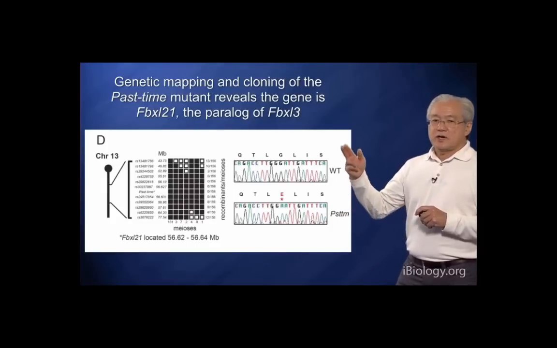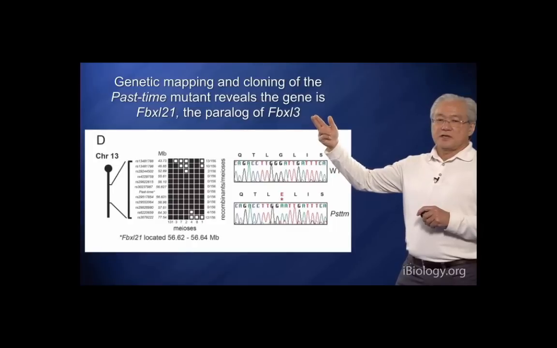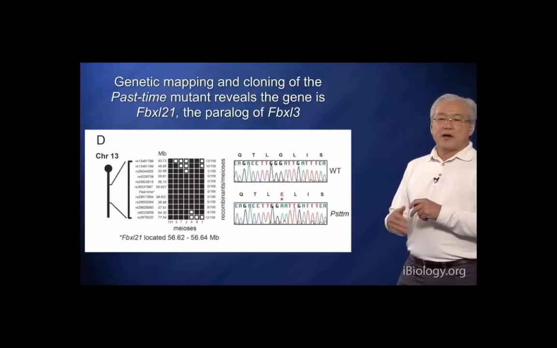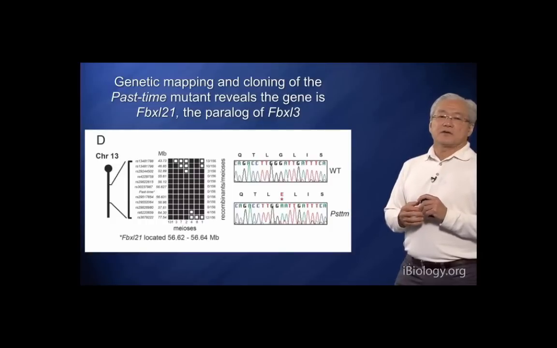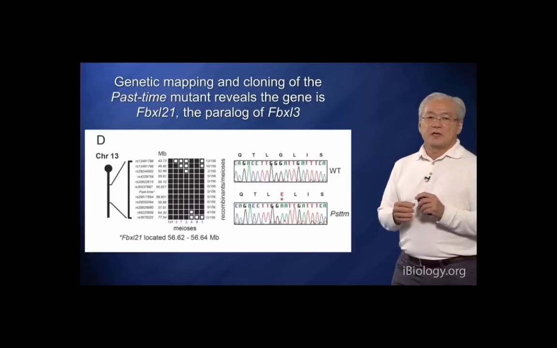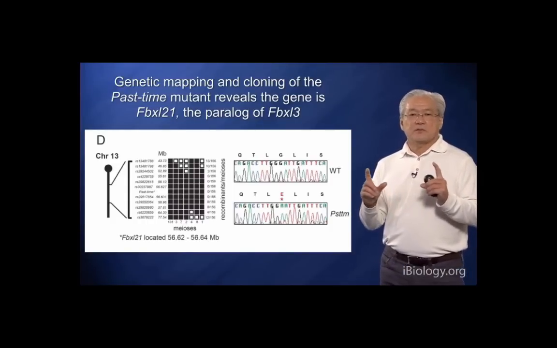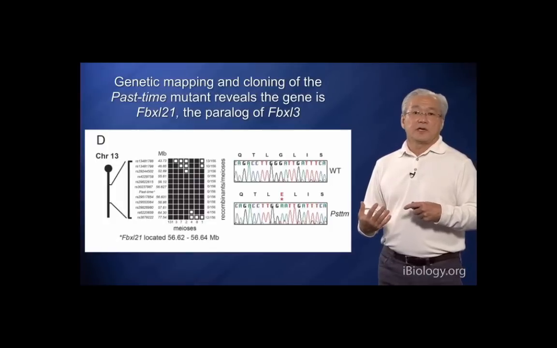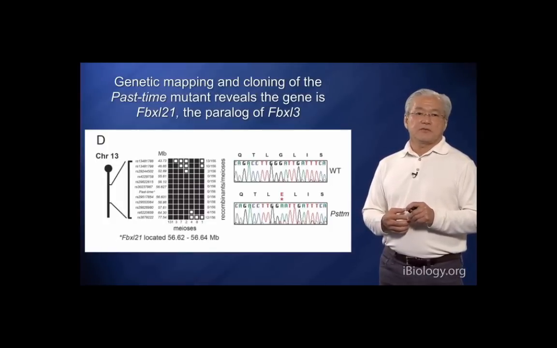When we mapped this gene, it turned out to be in a new position. And incredibly, this gene turned out to be another F-box protein. This time, it was called FBXL21, which is called the paralog of FBXL3. A paralog is a gene that has a very similar sequence that arose from gene duplication in the same organism. And so we assumed that FBXL21 should have a related function to FBXL3.